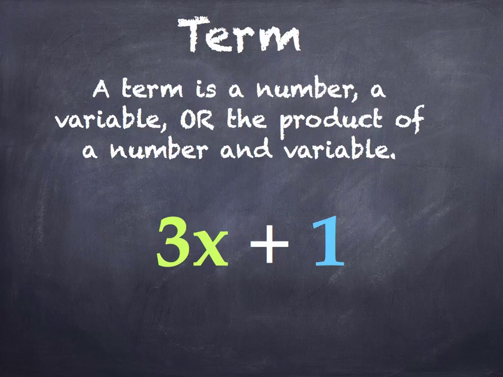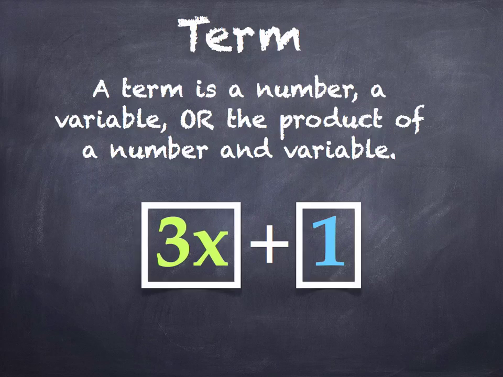Term. A term is a number, a variable, or the product of a number and variable. So for this example, there are two terms. 3x is one term, 1 is the second term.